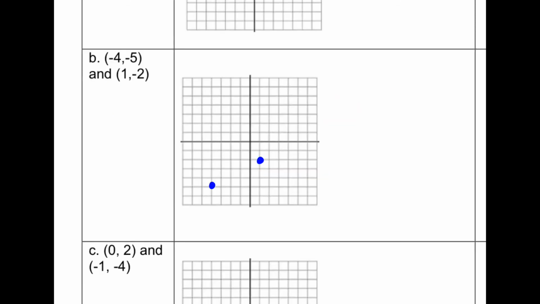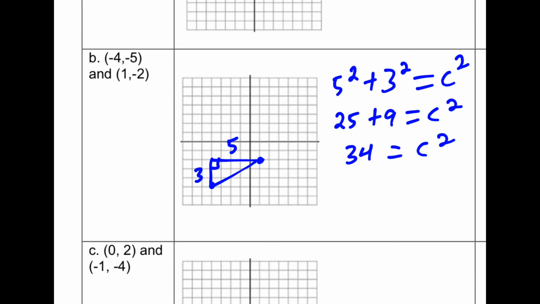Here are my 2 points. I can turn this into a triangle. I have a distance of 3 there, and a distance of 5. According to Pythagorean theorem, 5 squared plus 3 squared is equal to c squared. Once I get to this point, I'll take the square root of both sides. They want us to round to the nearest tenth, so we'll leave that as 5.8 is equal to c.